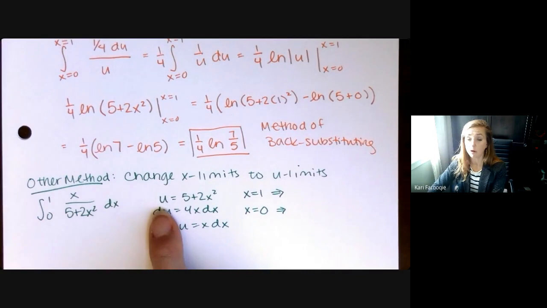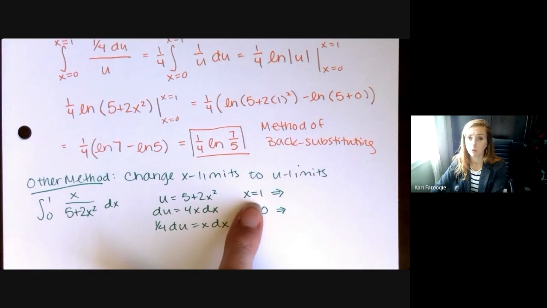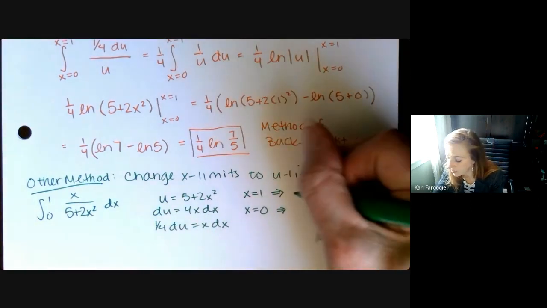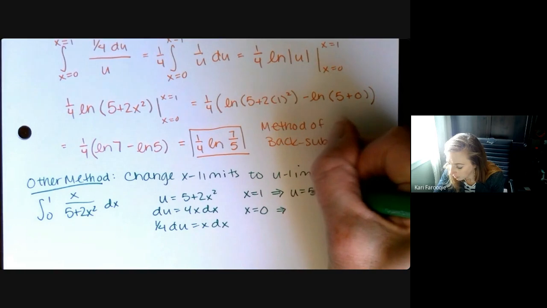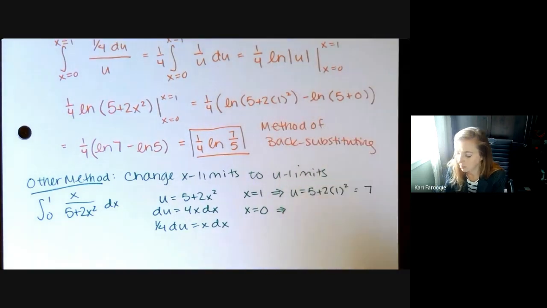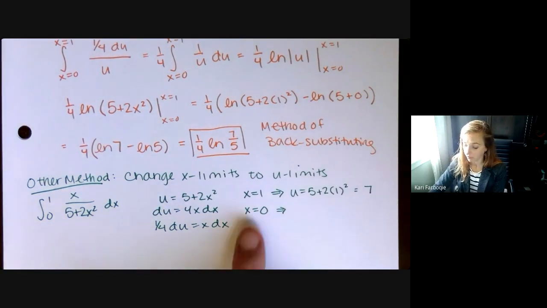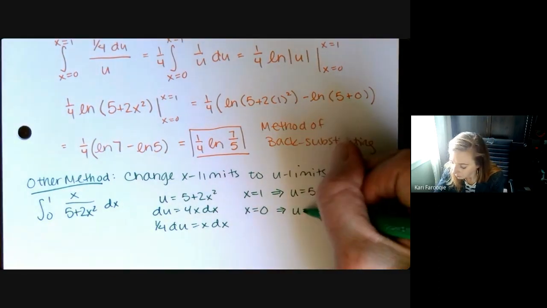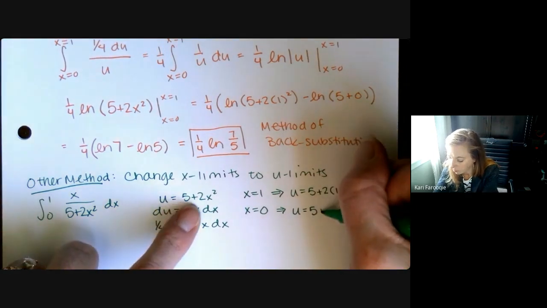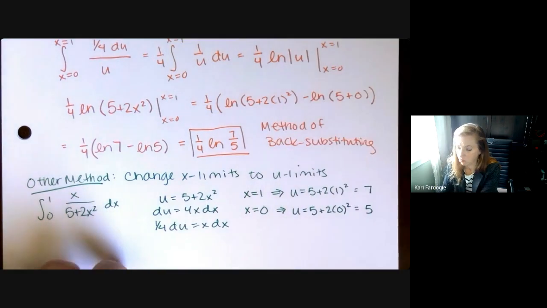So you already said that u is 5 plus 2x squared. So if I want to change x equals 1 over to a u definition, I'm going to say that u is 5 plus 2 times 1 squared, which is 7. And I'm going to do the same thing for x equals 0. u is 5 plus 2 times 0 squared, which is 5.